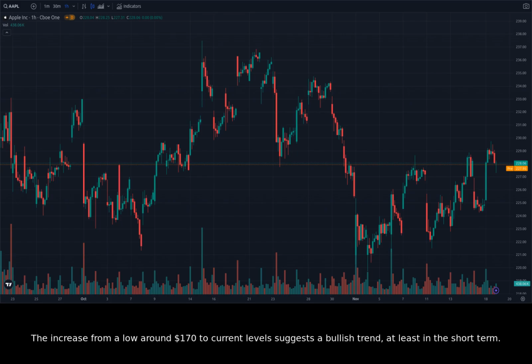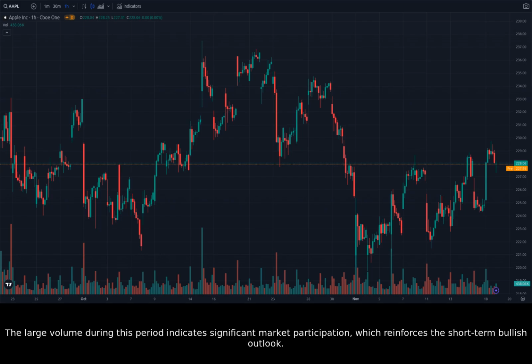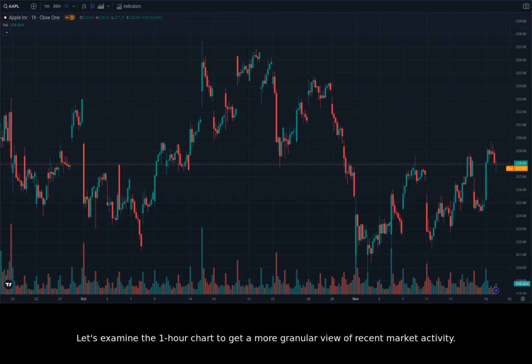The increase from a low around $170 to current levels suggests a bullish trend, at least in the short term. The large volume during this period indicates significant market participation, which reinforces the short-term bullish outlook. Let's examine the 1-hour chart to get a more granular view of recent market activity.